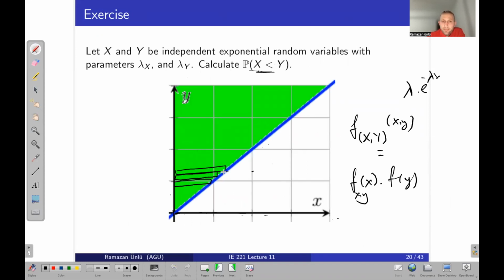Let me check. If x goes beyond y, that will be in that region. That's why x will start from 0, but that cannot be greater than y. So the upper limit will be y, right? Because if that's not the case, the rectangular will be something like that. Okay, so this region will not satisfy this condition. That's why the upper limit of x should be y.